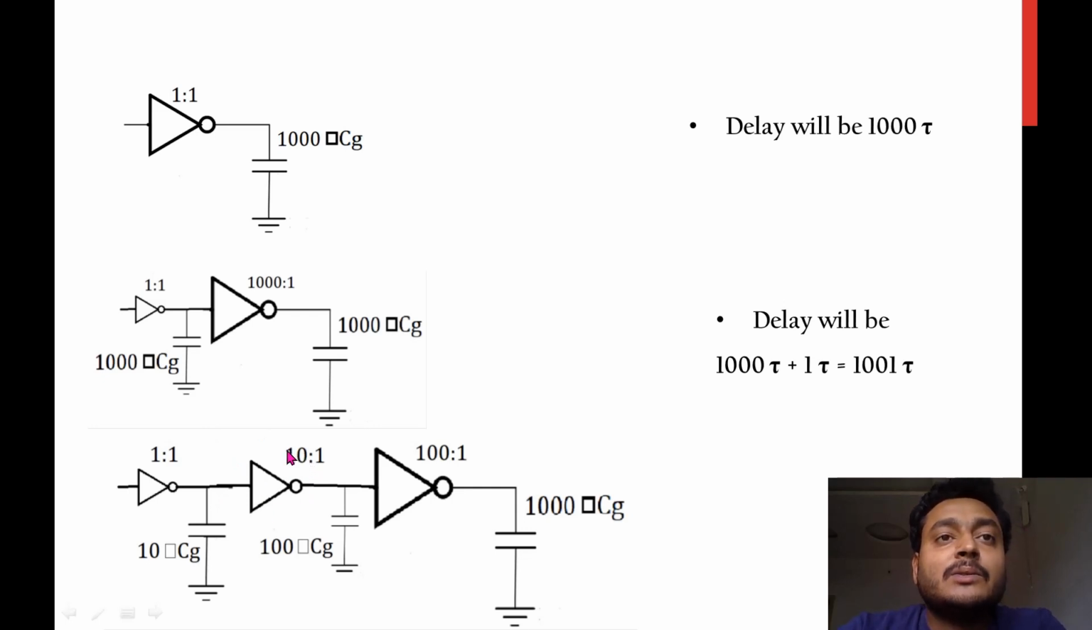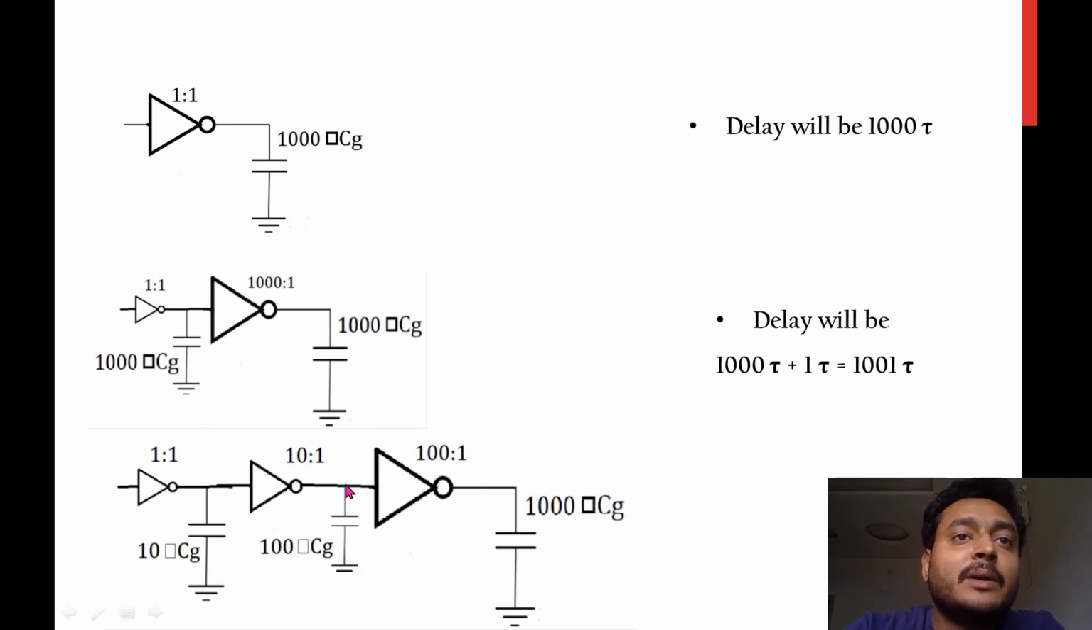Because we were not able to get the reduction in delay, that is the case. So what happens under these conditions? Let's analyze. If a 1:1 inverter is here and this is 10:1, the effective capacitance you see here is 10 times CG. This one is 1 time CG, and this is 10 here, so you see 10 times CG of capacitance.